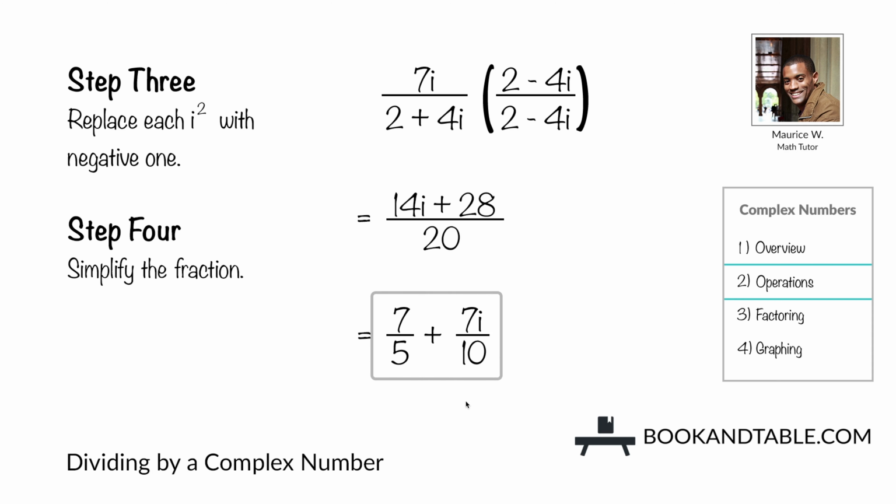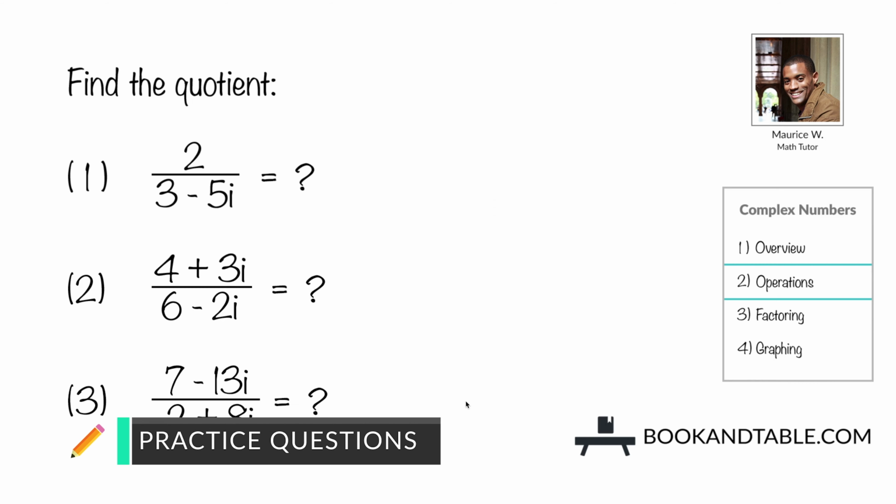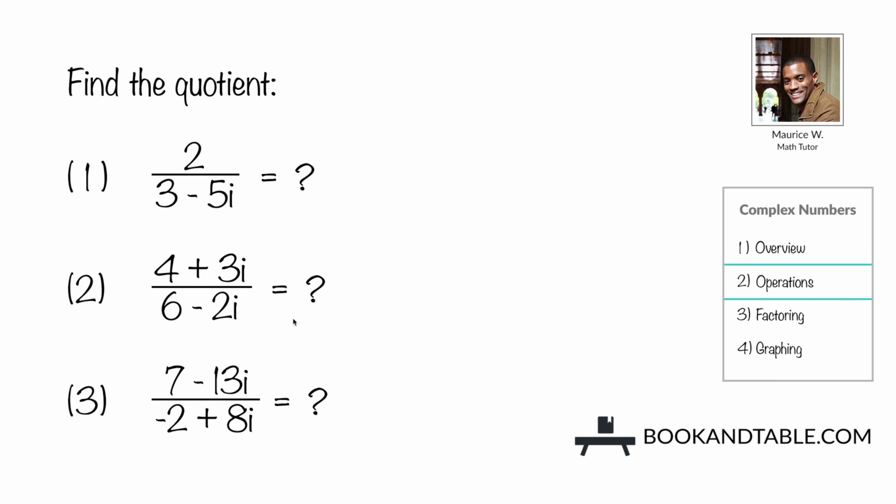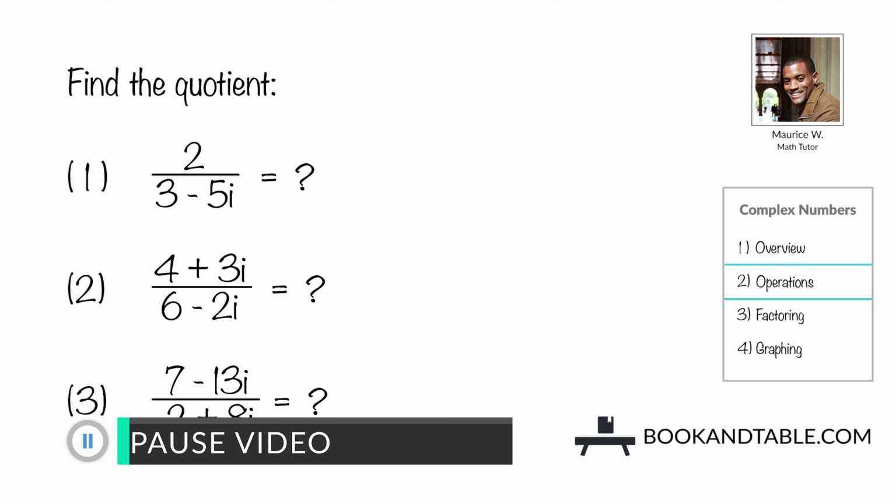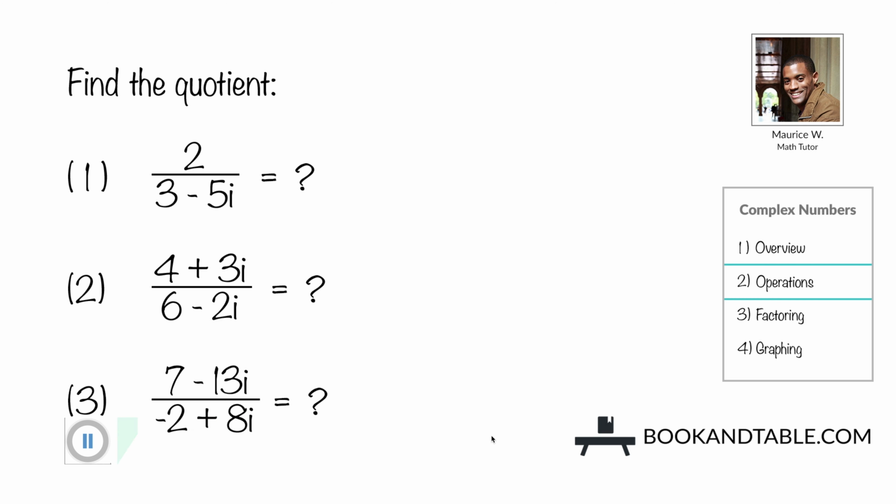So that is how you go about dividing by a complex number. Let's now have you try a few practice questions. Question number 1. Find the quotient of 2 divided by 3 minus 5i. Question number 2. Find the quotient of 4 plus 3i divided by 6 minus 2i. And question number 3. Find the quotient of 7 minus 13i divided by negative 2 plus 8i. Pause video, answer these questions, and then press play when you are ready to begin.